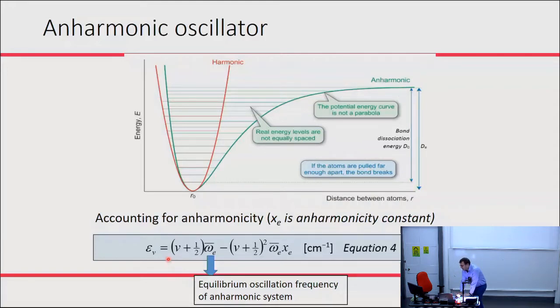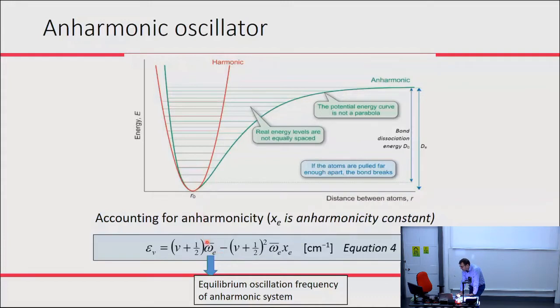We had said that for a harmonic oscillator, the energy of a vibrational state was v plus a half times the oscillation frequency. Now here we're just going to change that term slightly and call it the equilibrium oscillation frequency, just to be a little bit more correct. This is why I'm changing to this symbol, omega bar. That just tells us this is the equilibrium oscillation frequency, in other words, the oscillation frequency at the point at which the bond length is at equilibrium bond length.